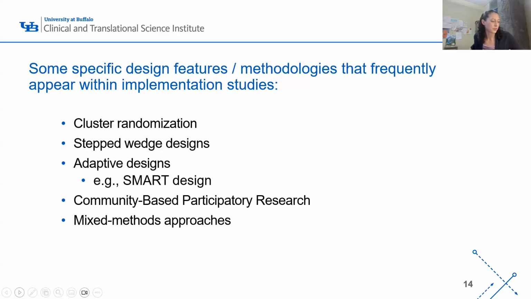So these are just some of the things that you'll frequently see in the descriptions of an implementation study. And these things are often combined as well. So within an implementation trial, you might have cluster randomization within a stepped wedge and also be doing mixed methods and qualitative work to assess some of the implementation outcomes usually. So these things often get combined in a variety of ways as well.